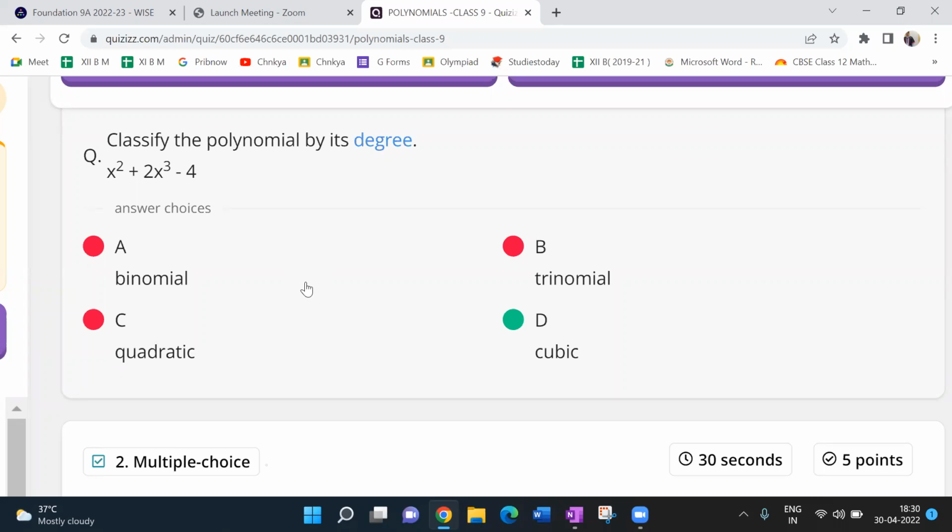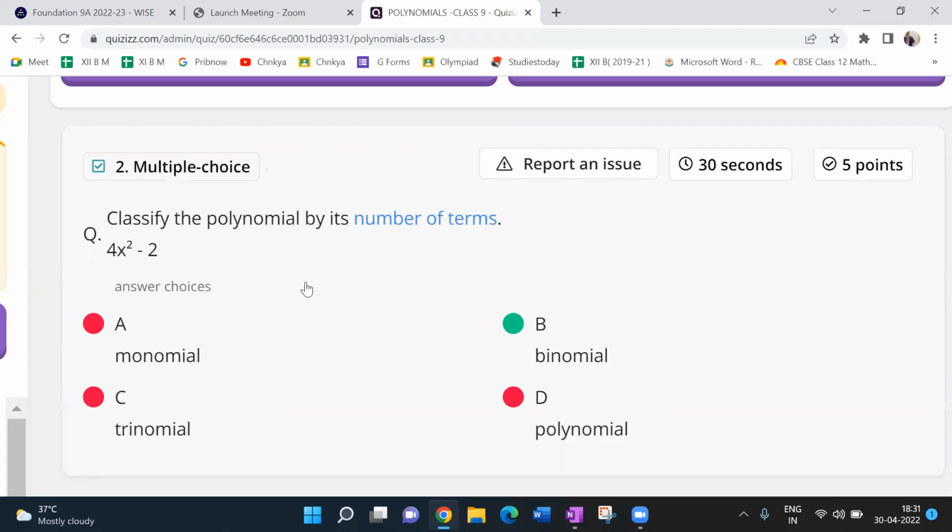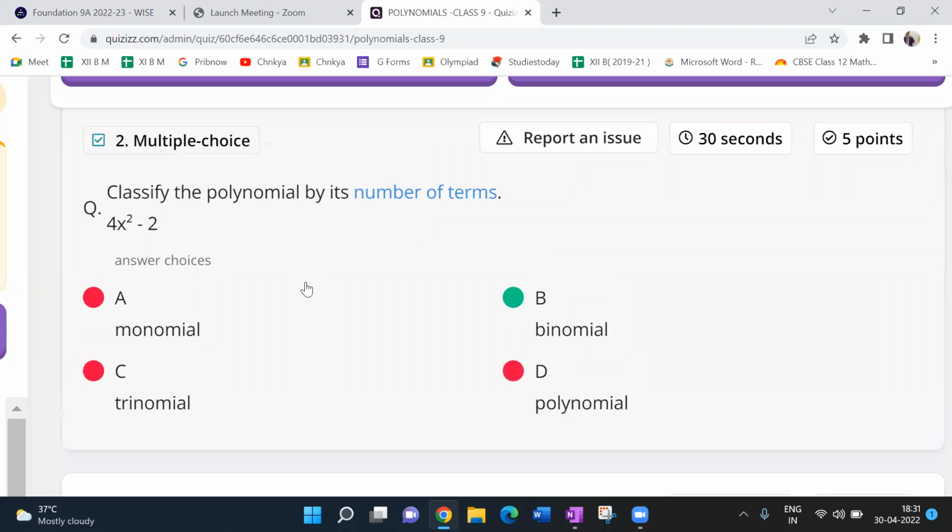So the second one is quadratic, if it's degree 2. Yeah. Second one is what? Look at this here. Classify by the number of terms. How many terms do you have here? 2 terms, sir. Binomial, sir.